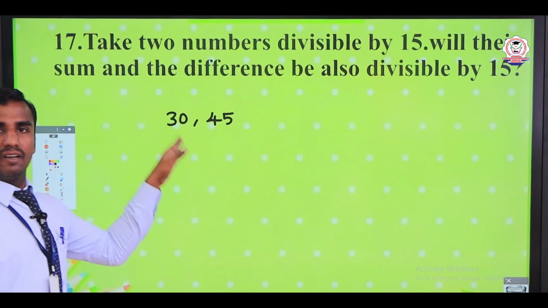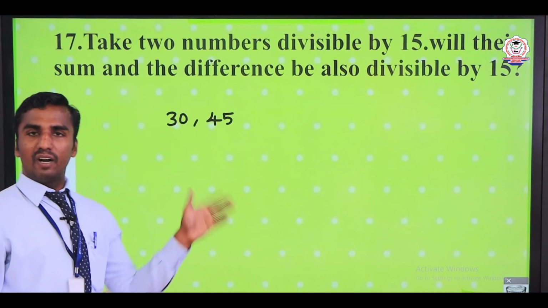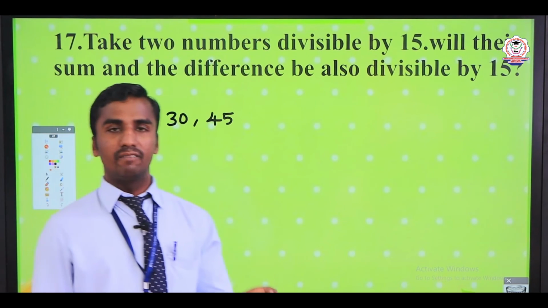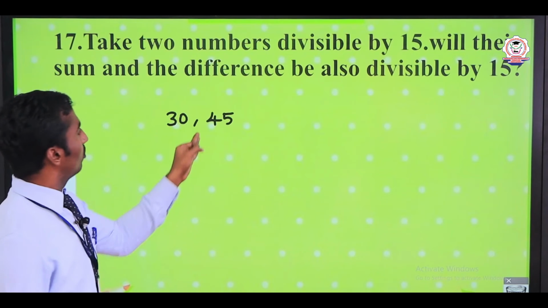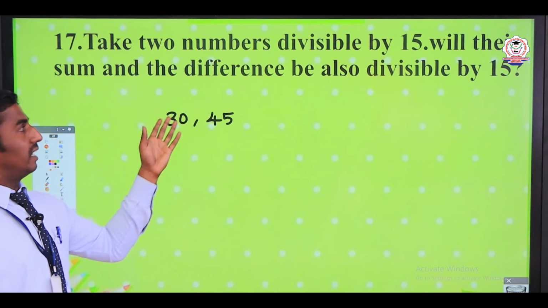30 is divisible by 15th table. 15 2s are 30. And then 45. So 45, how many times in 15 table? Right, very good. 3 times. So 15 into 3 we get 45. So 30 and 45 are divisible by 15 table.